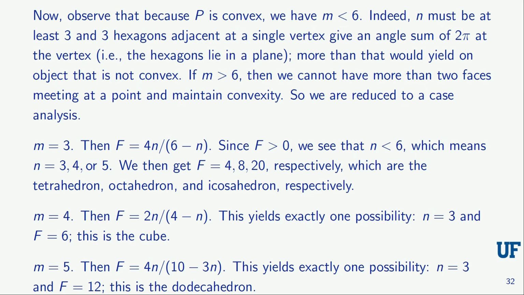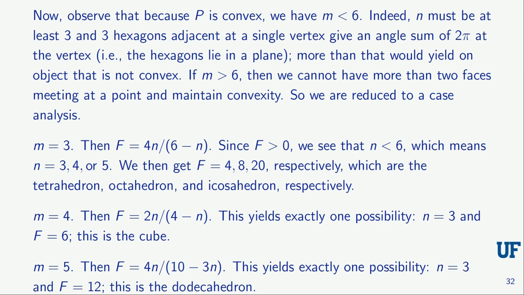So we have m-gons, right? You can't have more than a hexagon. First of all, n has to be at least 3, right? You have to have at least 3 things coming together at a vertex, otherwise you wouldn't get a solid, okay? 3 hexagons at a vertex are flat, right? You tile the plane with hexagons. So if you had something more than a hexagon and you have 3 of them, you lose convexity.